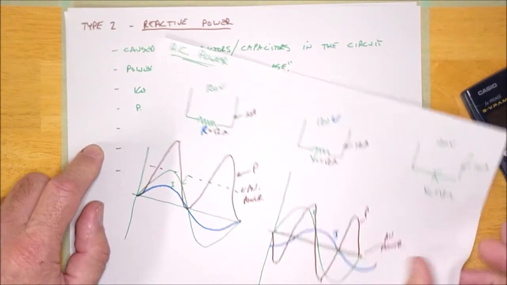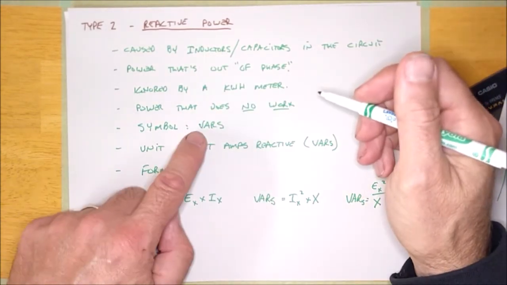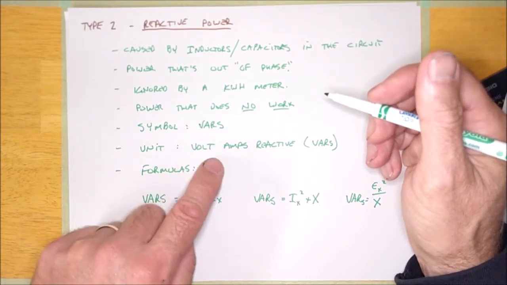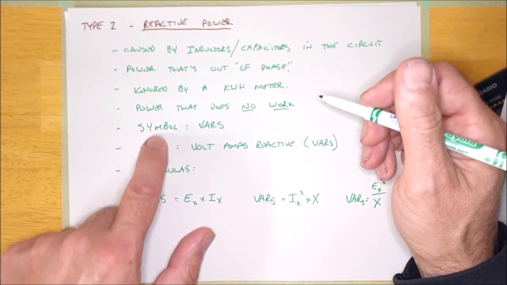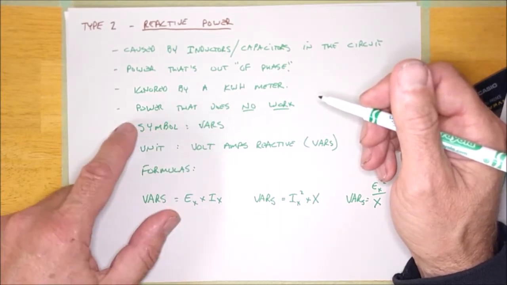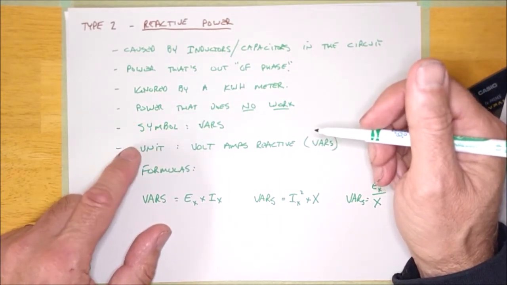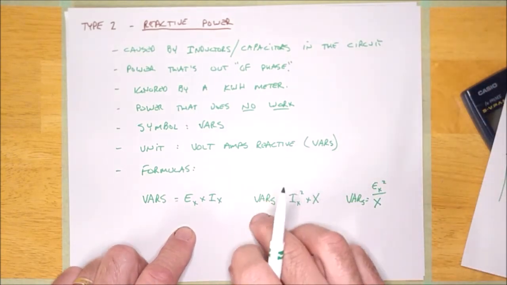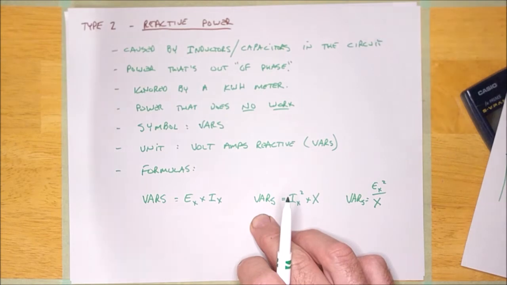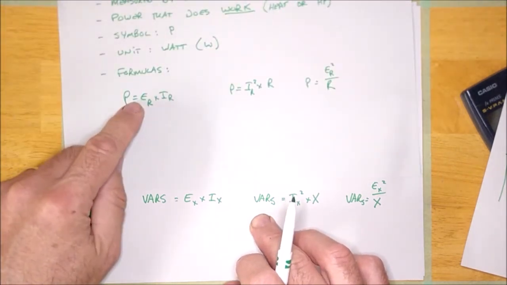So, it does no work. All right, so the symbol for that is VARS, and it stands for volt amps reactive, and that's also the unit. So the symbol and the unit are going to be the same. All right, guys? And here's the formulas. Now, students get all wound up about these formulas. Van Andel, how come so many formulas, right? Well, they're the same formulas as this one, okay?